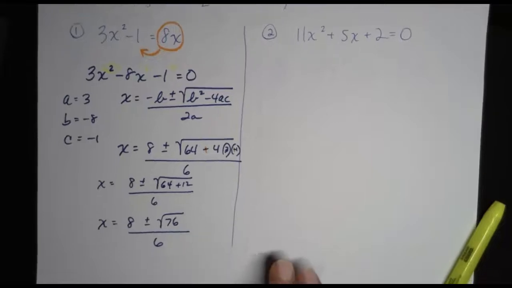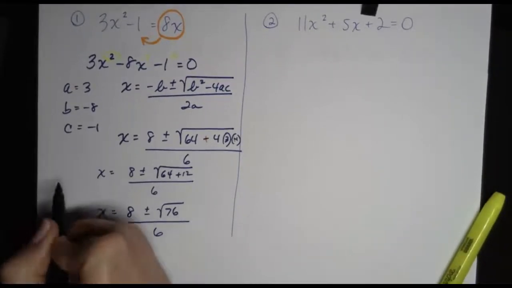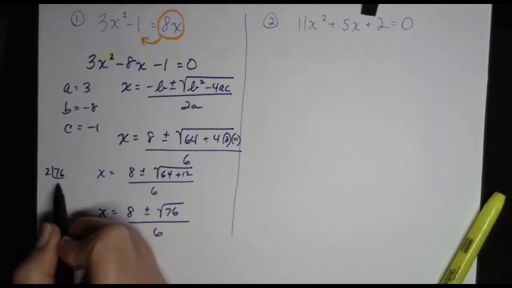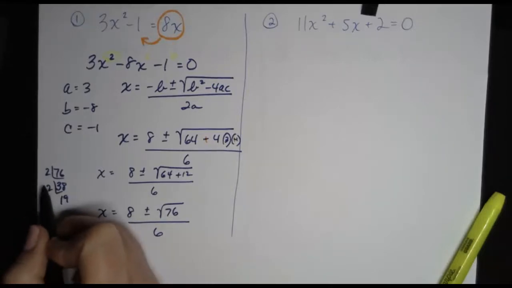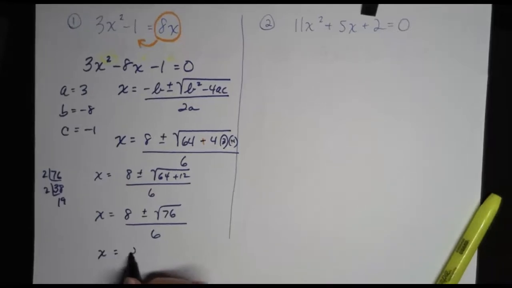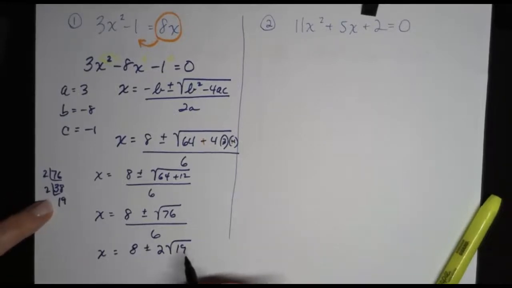76, let's make a factor tree or factor ladder, whatever you prefer. 76 is divisible by 4. So 76 divided by 2 is 38. Divided by 2 is 19. So it's 4 times 19. So that means that if it's divisible by 4, a 2 is going to come out. So 8 plus or minus 2 square root 19, that last factor of 19 remains, all over 6.